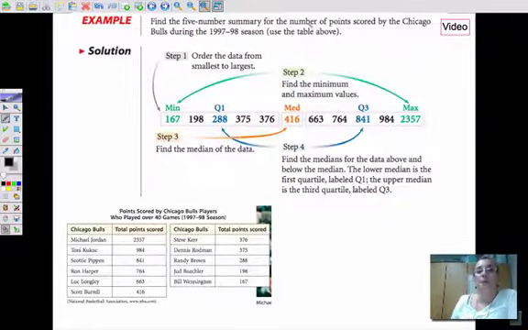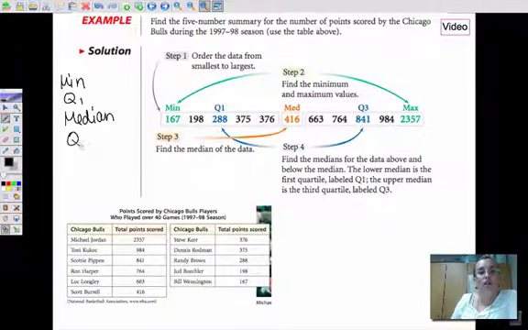So we're going to find a 5-number summary. That means we're going to find 5 numbers. What we're going to find is the min, the Q1, the median, Q3, and the max. That's 5 numbers, okay? And the minimum and the maximum are obviously pretty easy.